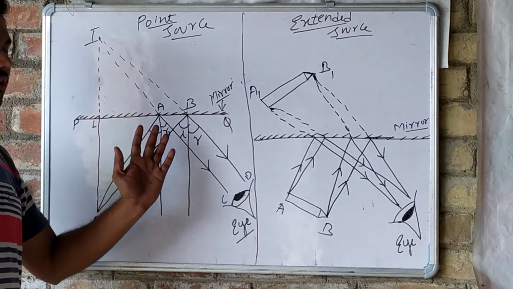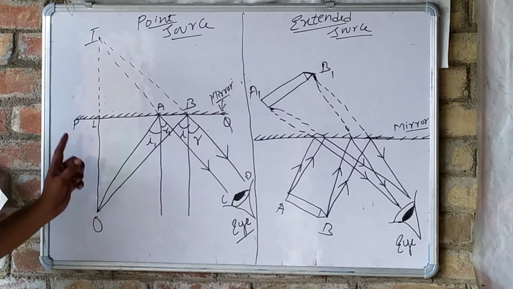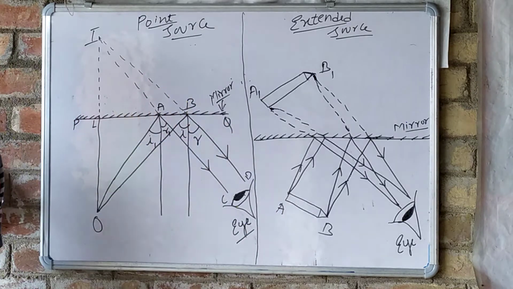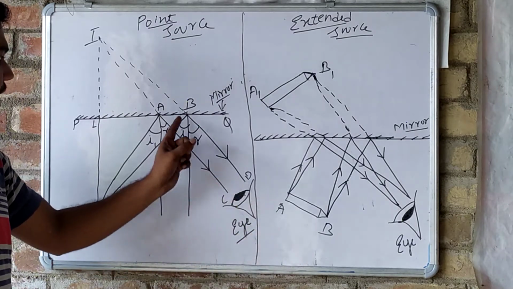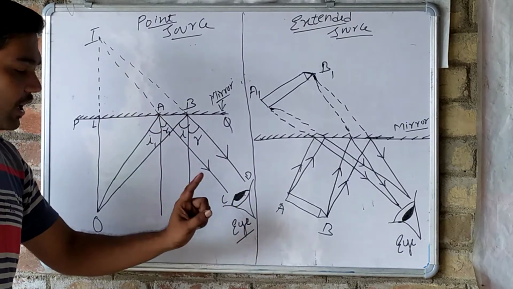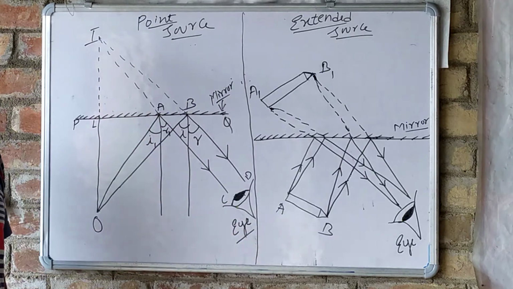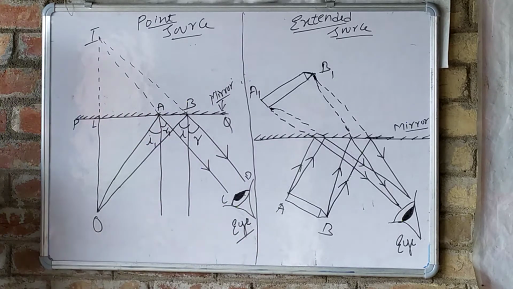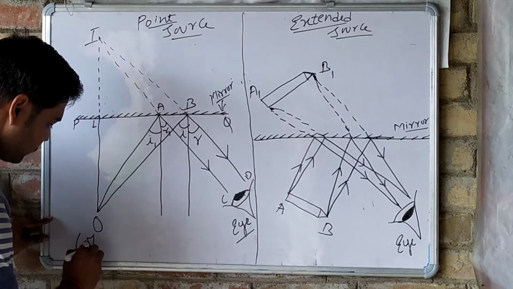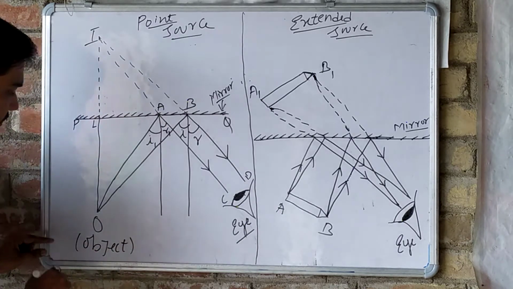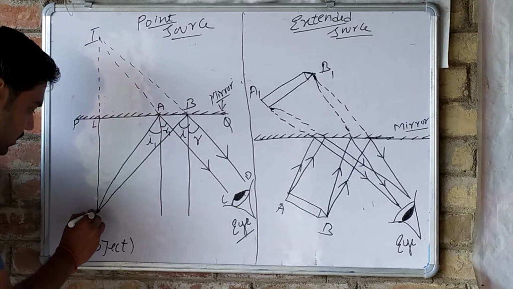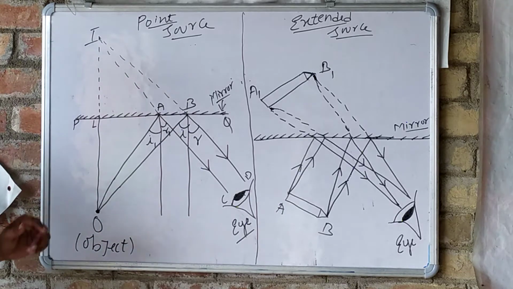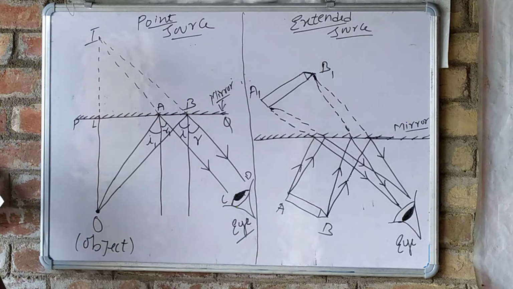First concentrate on this diagram. See here, PQ is a plane mirror, and a person is sitting over here and looking at the mirror. O is the object over here. That means O is a point source. It is a point. A point is placed here at O, and a person is looking at it.